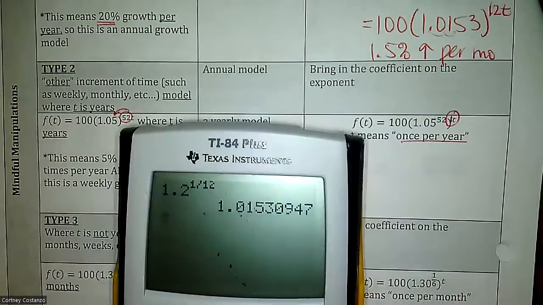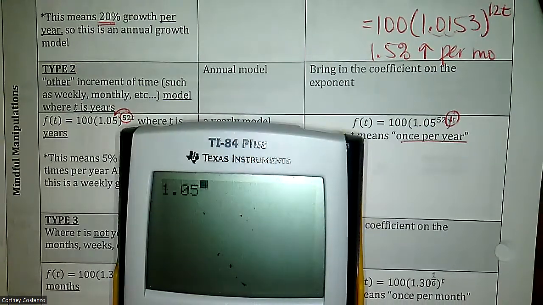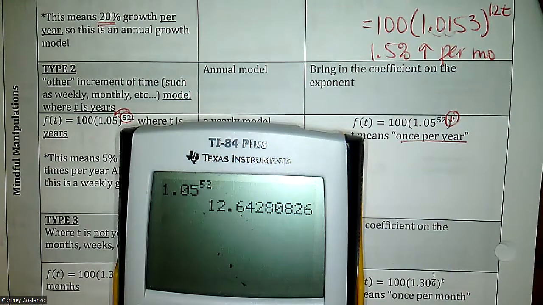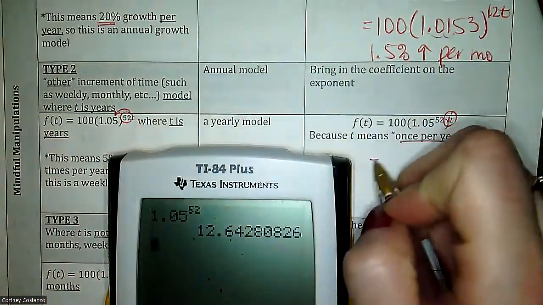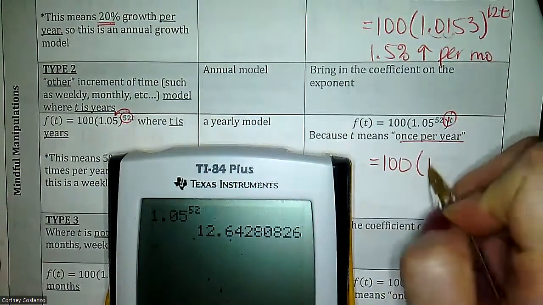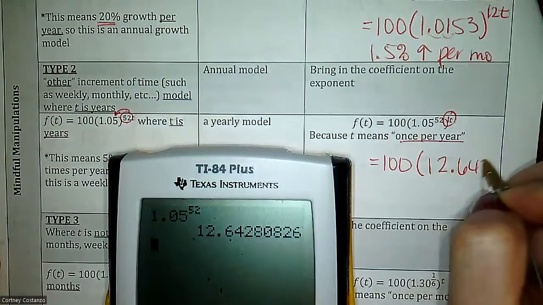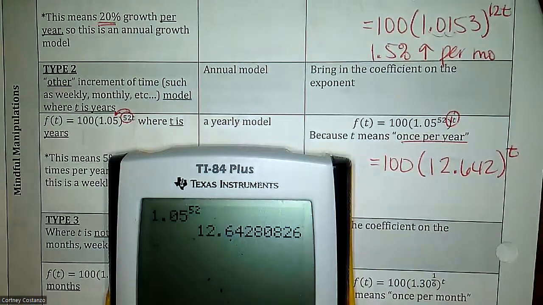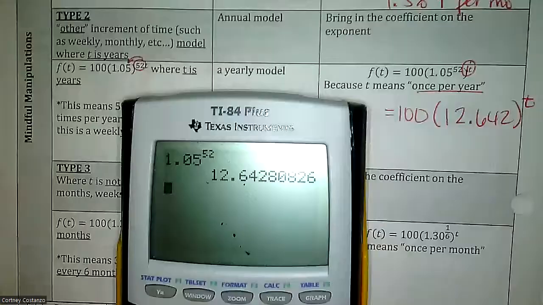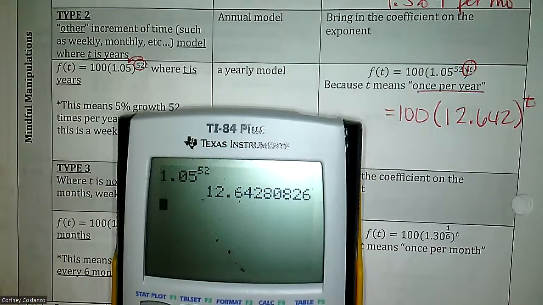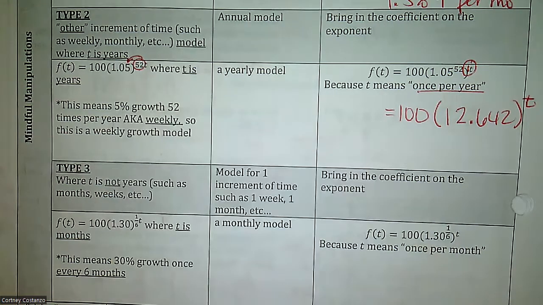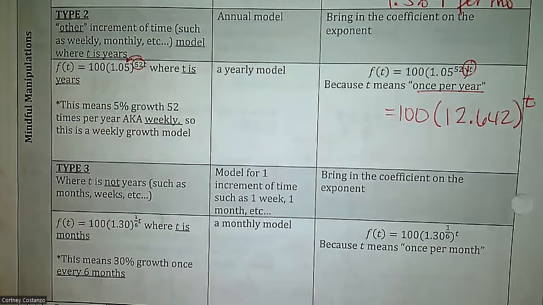Now, this might not be the best example in the whole wide world, because if I do the 1.05 to the 52nd power, it becomes this ginormous number. Now I know you're like, what? It's only 12. That's not that big. But 12 on the inside of parentheses like that is actually really large. So this probably wouldn't be the best example in the whole wide world. So that would be growing at like 1,164% per year, which is a huge amount. So that's a weird example.